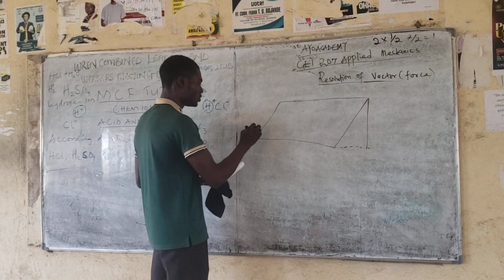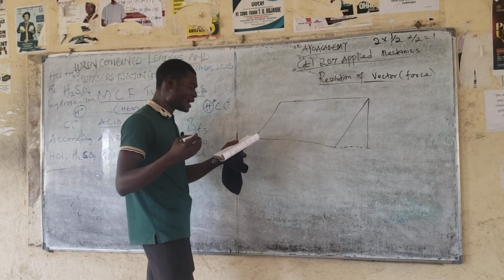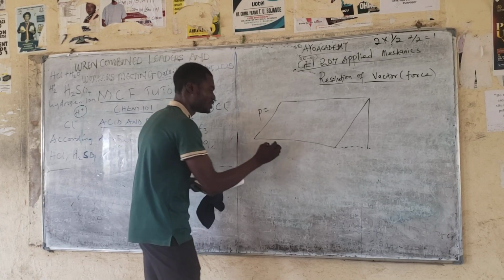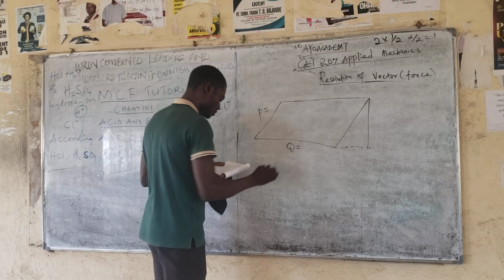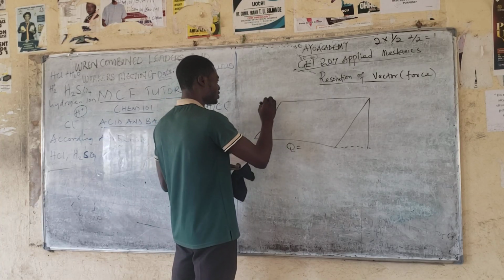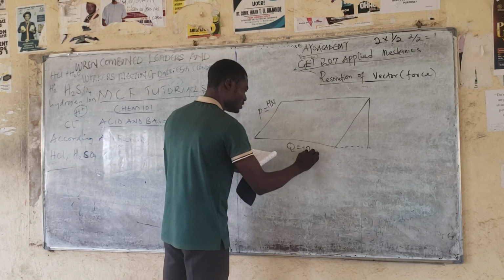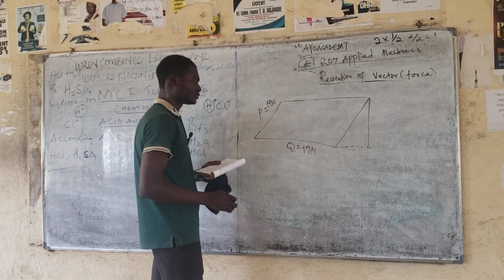Is that taken out? So they say two forces P and Q. So let's say this place is P, and this place is Q. This place is represented with 19 newtons, and this place is represented with 17 newtons.